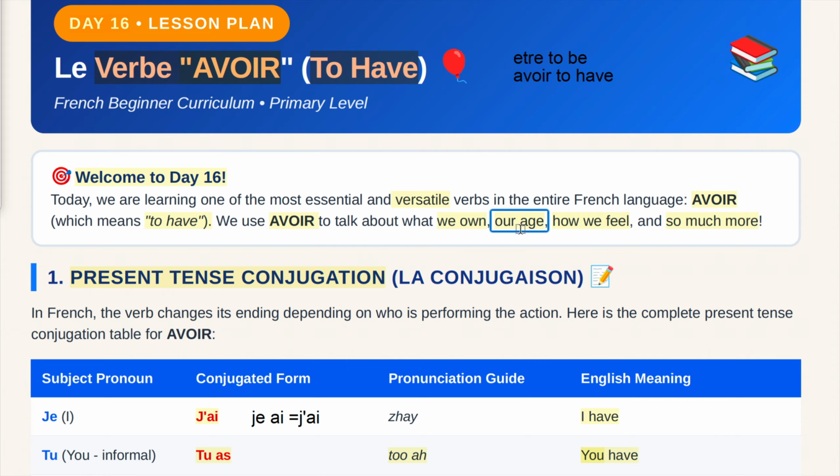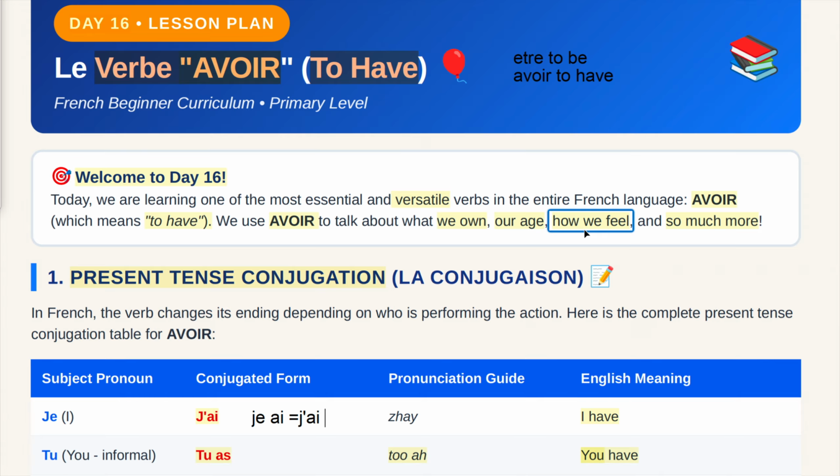D'accord? But when we are talking about French, literally the French people, they don't say I am 20. They literally say I have 20 years of age. D'accord? This concept we are going to learn further in this chapter, so don't worry, we will be explaining everything.